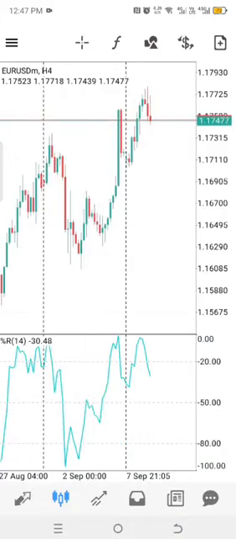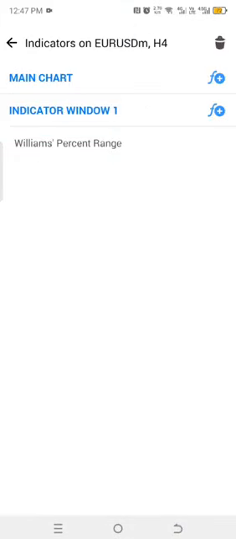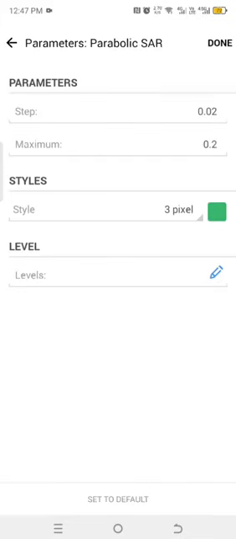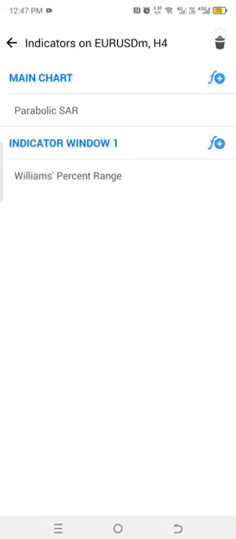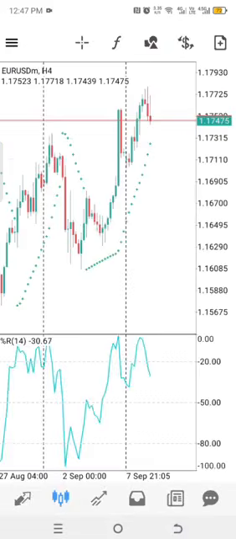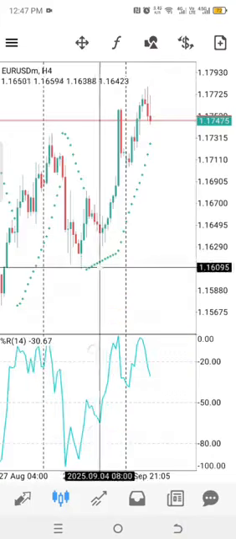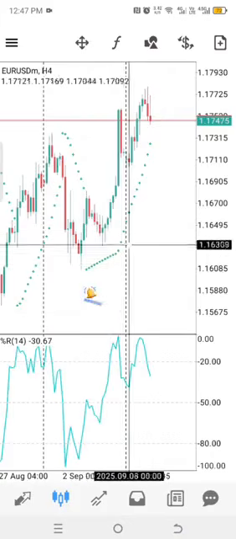Now we're going to be adding another indicator quickly, which is what we call the Parabolic SAR. We're going to be working with step 0.02, maximum 0.2 and green color. Now the green dots on the chart is what we call the parabolic SAR.